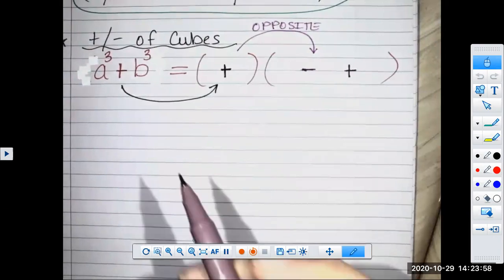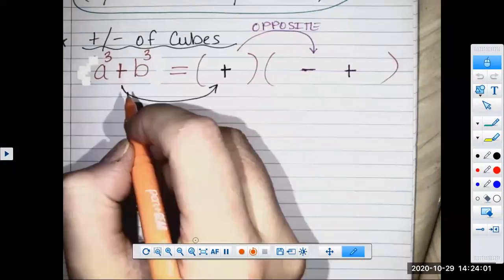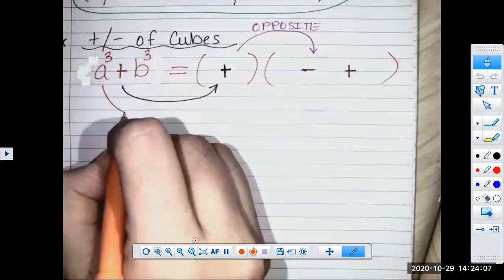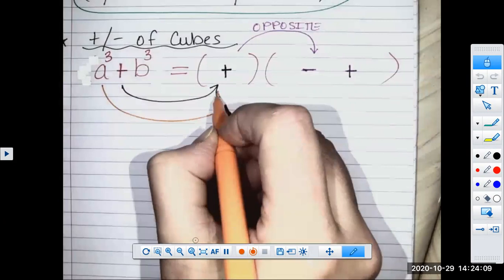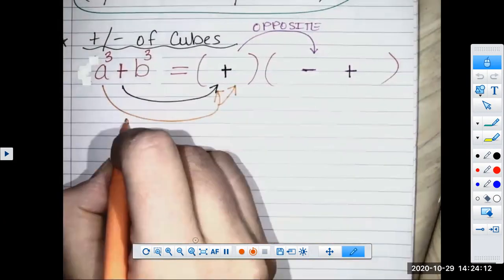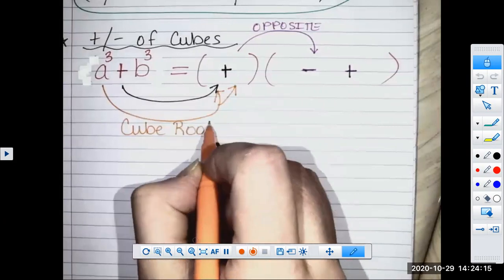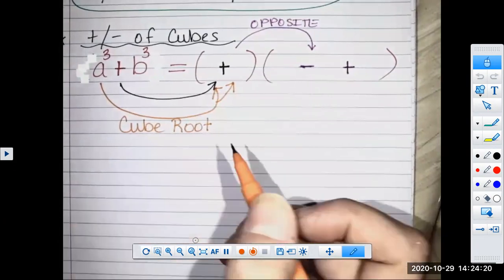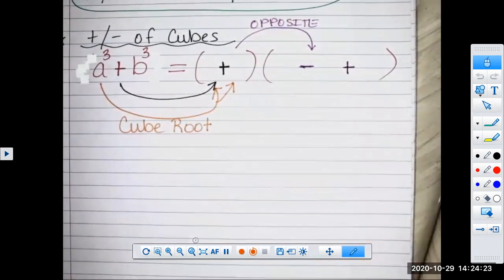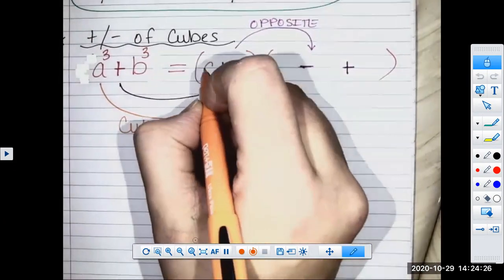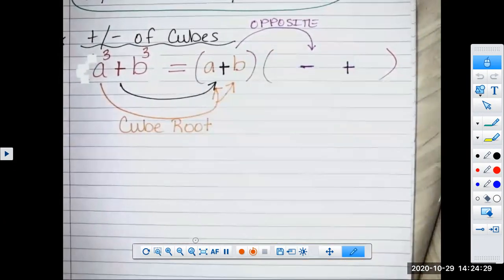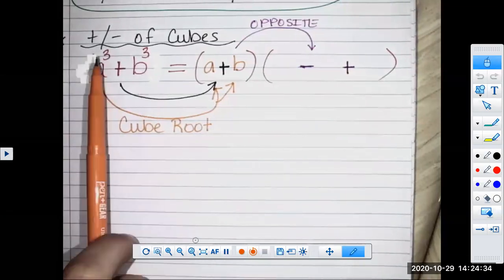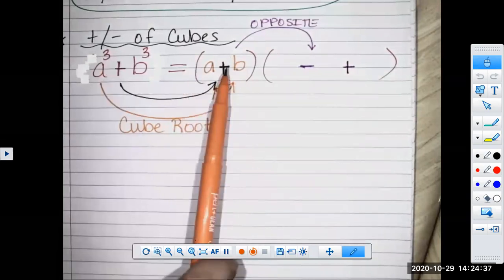How you get the first terms, you take the cube root. You're going to take the cube root to get the first term and the second. Or in other words, you're going to divide those exponents by what? Good. You're going to divide your exponents by 3. So A and B go here. So this is your formula. Take the cube root of any numbers, divide exponents by 3. And that sign will be the same.